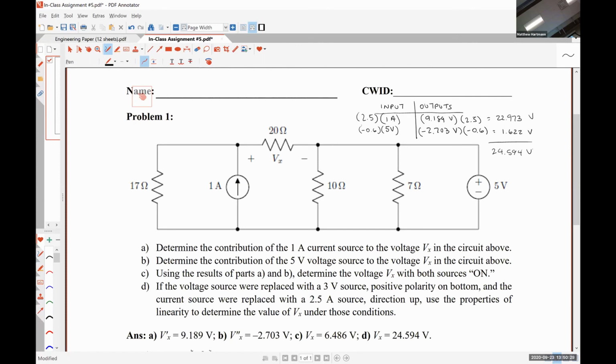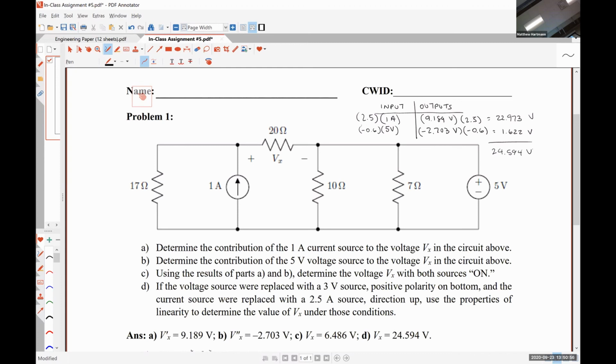So that is what the voltage Vx would be with this circuit, but we replaced the 5-volt source with a 3-volt source, opposite polarity of what we originally had, and we replaced the 1 amp source with a 2.5 amp source, okay? We didn't do any extra circuit analysis whatsoever. We could simulate this circuit or go through all the work and figure out that we would get the exact same answer, but I'm not going to spend the time doing that right now because A, we have a lab, and B, I know that this is correct, okay? That is the beauty of superposition and linearity.